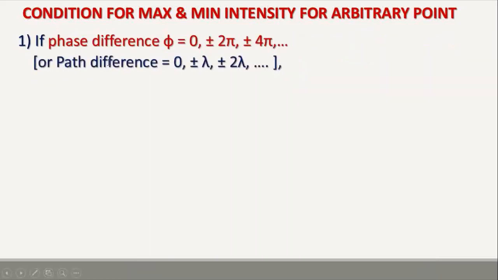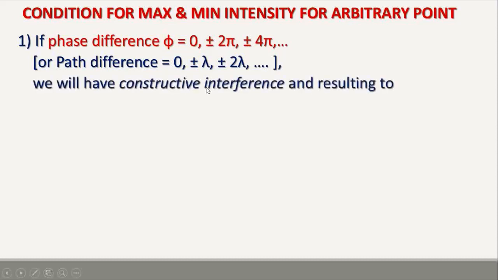Here, let's start with the phase difference. If it is equal to 0, plus or minus 2 pi, plus or minus 4 pi, so 0 means path difference 0, 2 pi phase difference is equivalent to plus or minus lambda, plus or minus 4 pi is equal to plus or minus 2 lambda. If these are the values of phase difference or path difference, then you will have a constructive interference, which results in maximum intensity.